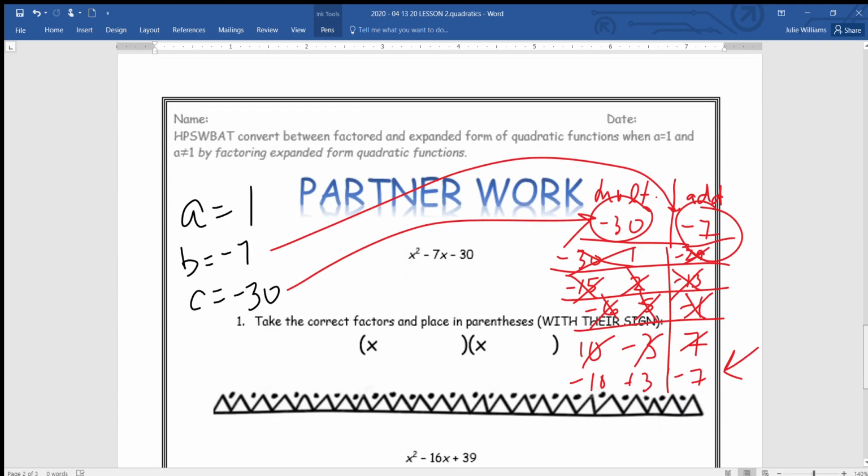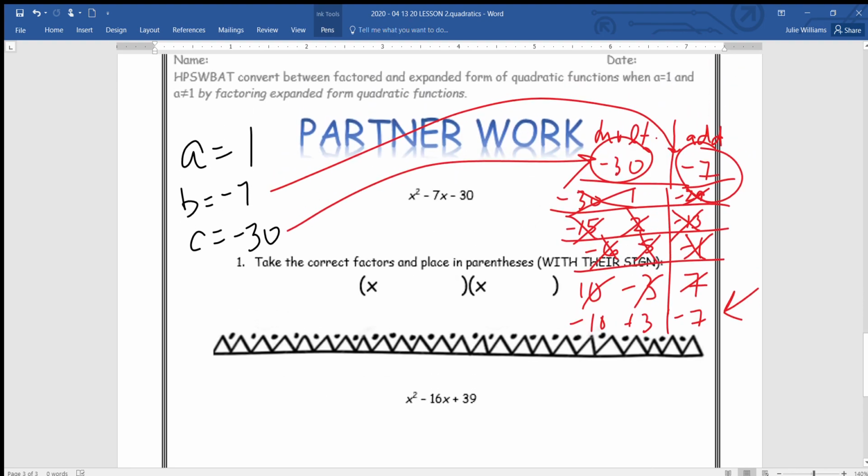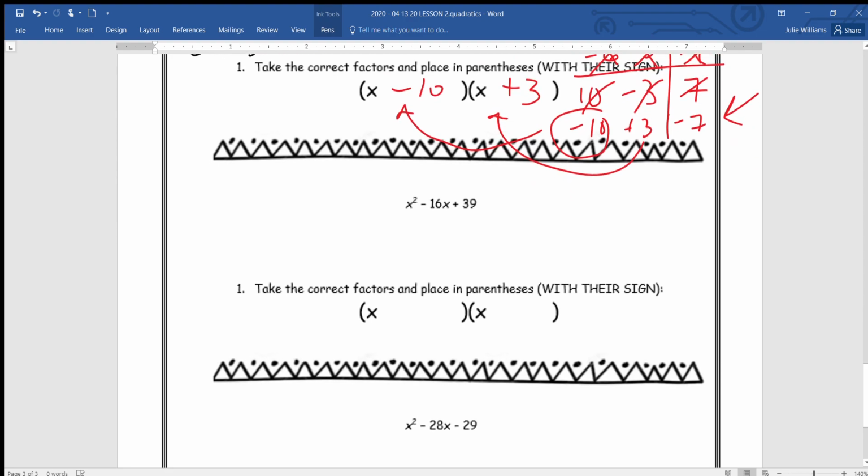Okay. So I already have my 2 parenthesis pairs set up, so I'm just going to put -10 and 1. So x minus 10 is one of the factors. The other factor is x plus 3. It works.